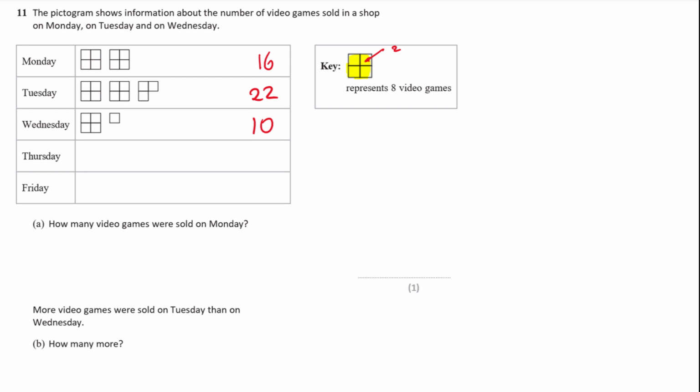Okay. So part A says, how many video games were sold on Monday? Okay, we've already answered that, haven't we? It's 16. And part B says, more video games were sold on Tuesday than on Wednesday. How many more? Well, we're going to have to deduct one from the other to find out, aren't we? So then, how many more was it? It was going to be 22, which is the amount that they sold on Tuesday, minus 10, which is the amount they sold on Wednesday, giving you 12. So it was 12 more. They sold 12 more on Tuesday.